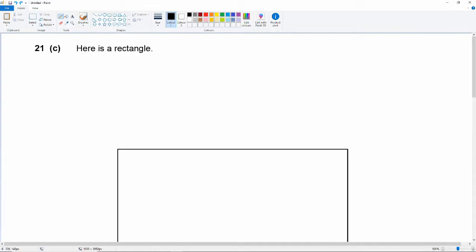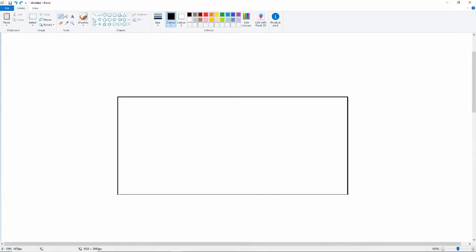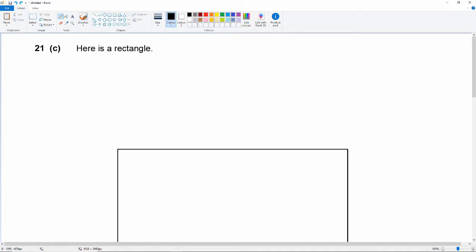And part C reads, here is a rectangle. Using a pair of compasses and a straight edge, construct one line of symmetry. Show clearly your construction arcs. Okay, well, I can't do that because I don't have a pair of compasses that works on a computer. If I use my compasses, I'd end up scratching my screen and it still wouldn't record.